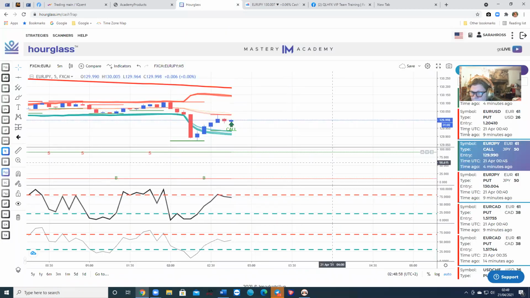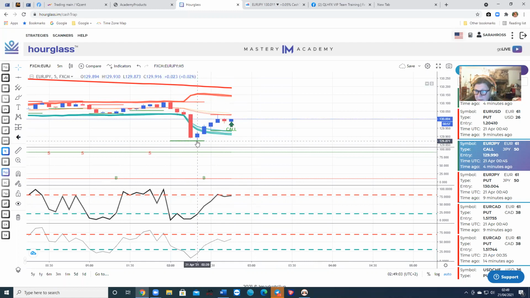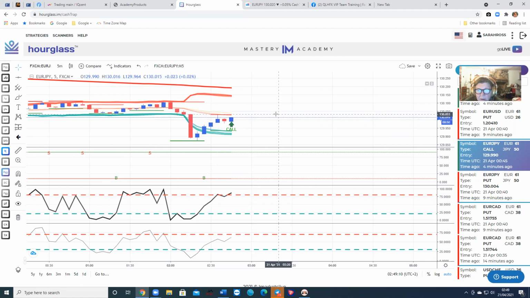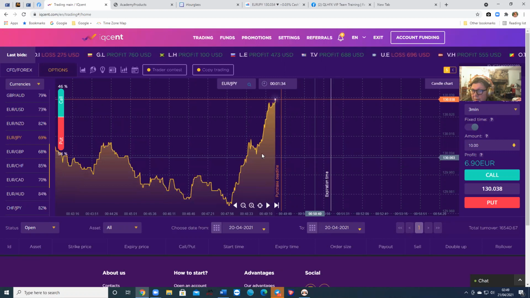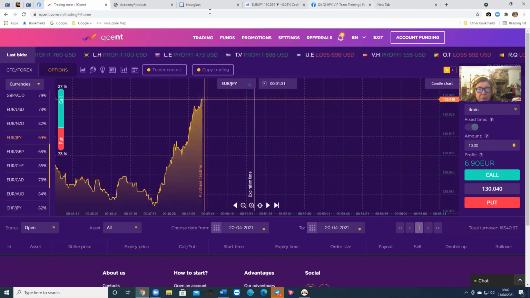Back to HourGlass, 1 minute left on this one. So there's that big candle down. We've got our 130, very significant area, 130 flat, as we know. So I'm expecting it to give us a put after this. Euro 61 to JPY 50. So if we get that, we could take this. Let's see what happens with this. There's that 130040.